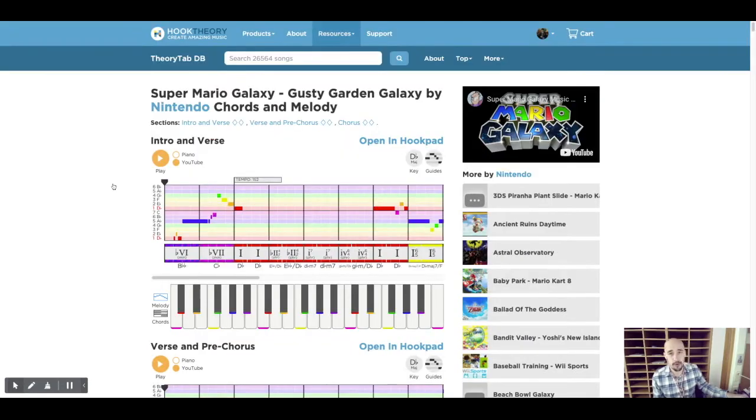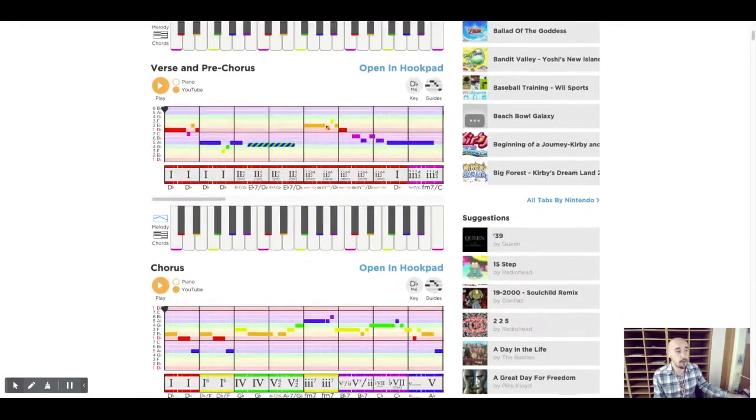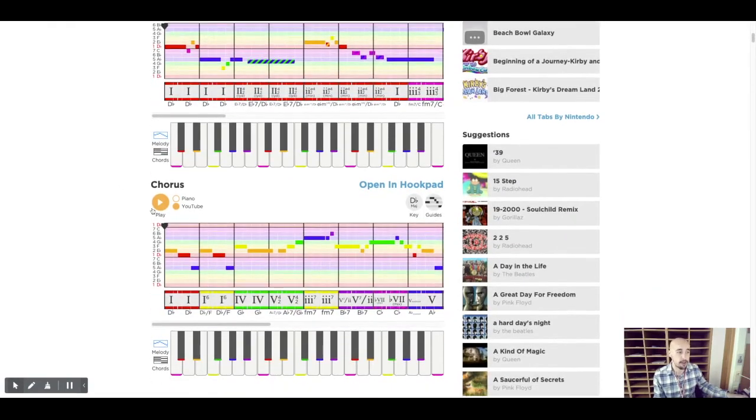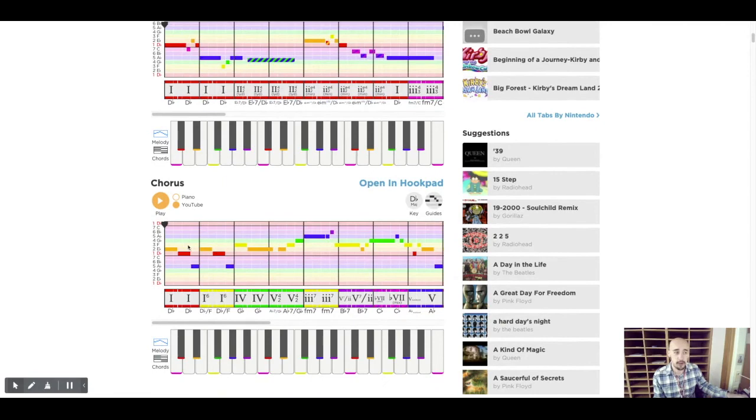The next one also comes from a Mario track, Gusty Garden Galaxy. This chord progression shows up all over in Mario music. And we look at the chord progression at the end. Let's take a listen to it.